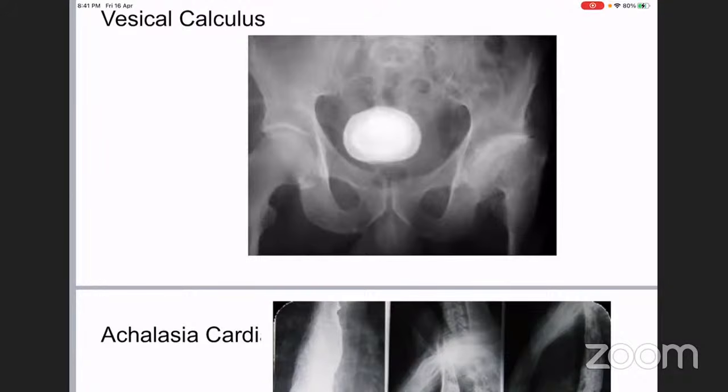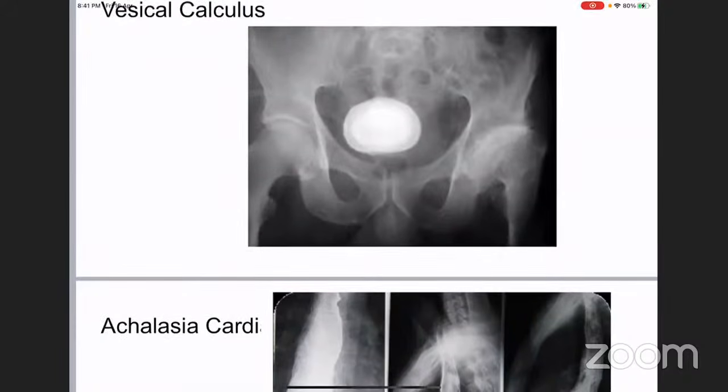So again, they will ask you about the different methods of treating a vesical calculus. You can do a cystolithotomy. What are the other methods of treating vesical calculus? What are the minimally invasive methods? Anybody? Shockwave lithotripsy. Very good.